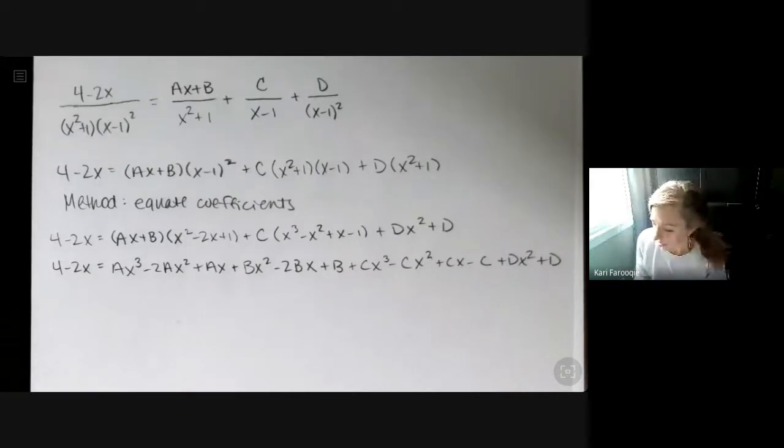All right, so the whole method of equating coefficients is we want to get all the powers that match together. So I want all the x cubes together, the x squareds together, the x's, and the constants.